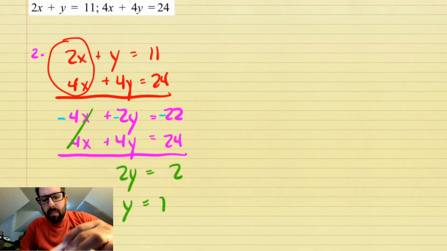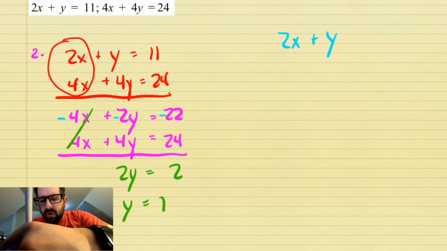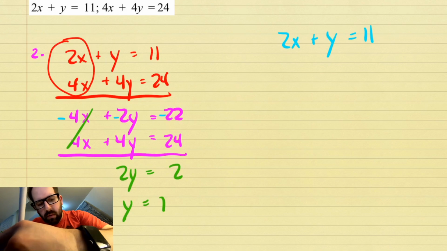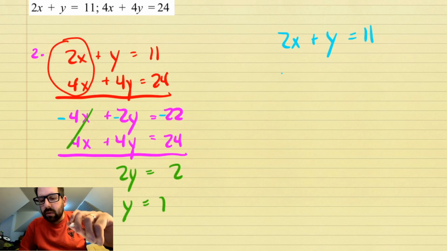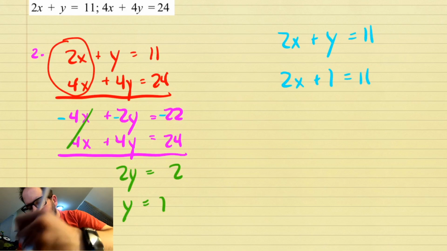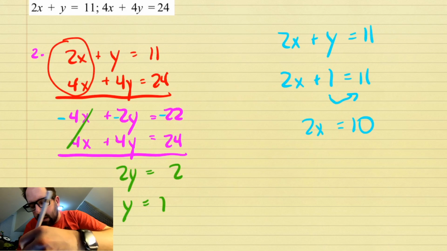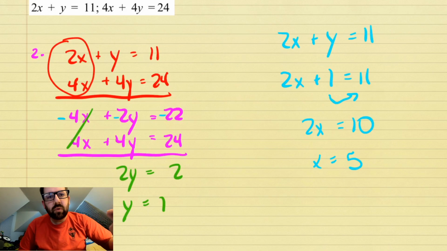And now I'm going to plug that back into one of my original equations. I'm going to go to this first equation right here and solve. So it looks like my y is a 1, so I'm going to plug that in and just solve for x. So subtract the 1 across, I'm left with 10. And then my x would have to be a 5, right? Common sense. 2 times 5 is 10. And those are my two answers.